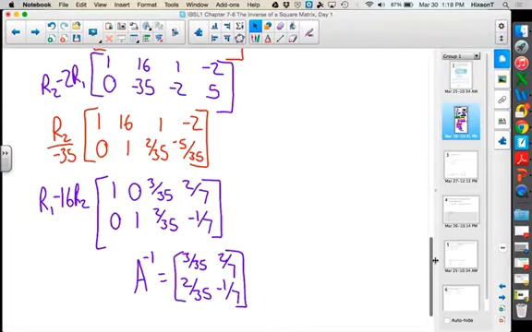Then, since we have a 16 here, we need a 0. We subtract 16 of row 2. And just be careful with your fractions, okay? 16 times 2/35 is 32/35, so I subtract that from 1. 35/35 minus 32/35 is 3/35.